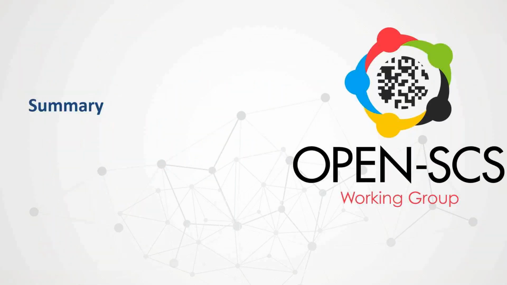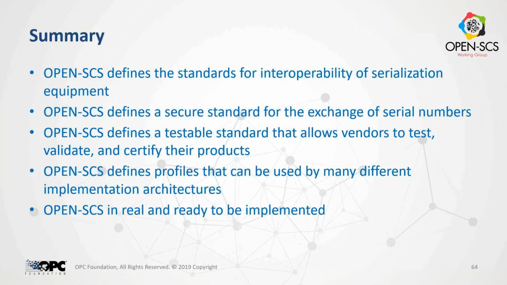So these are the next steps of what we're planning, and we'll have these steps done this year. So in summary, OPEN-SCS defines those standards for interoperability of serialization equipment, for these things to work together, to define a near plug-and-play functionality where all you have to do is minimal configuration. You don't have to do programming to make these things work together. It provides the secure transport standard for exchange of these numbers.